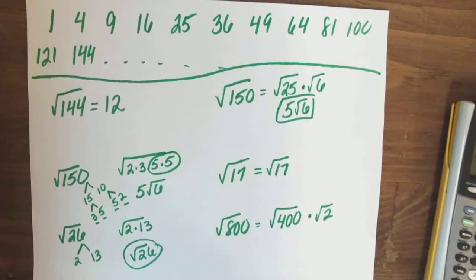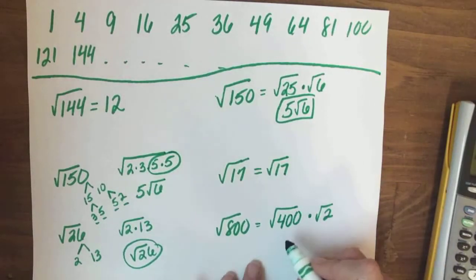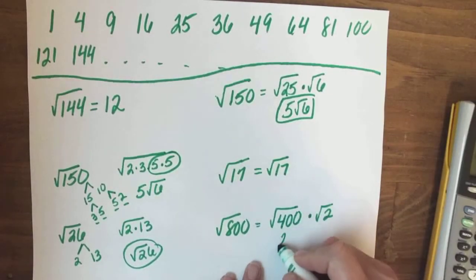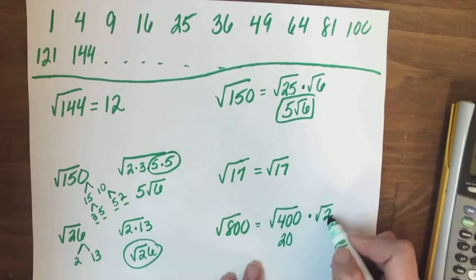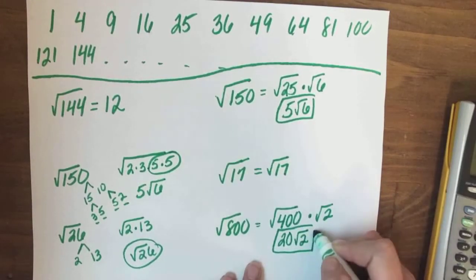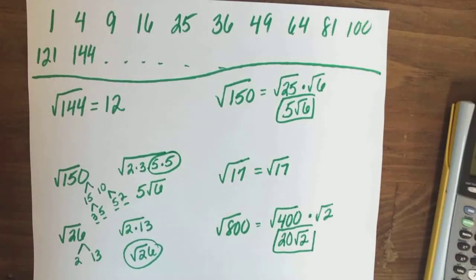And 400 is a perfect square because 400 times 2 is 800. 400 is a perfect square because 20 times 20 is 400. Square root of 2 is ugly. Don't know that one. So my answer for the square root of 800 is 20 root 2.